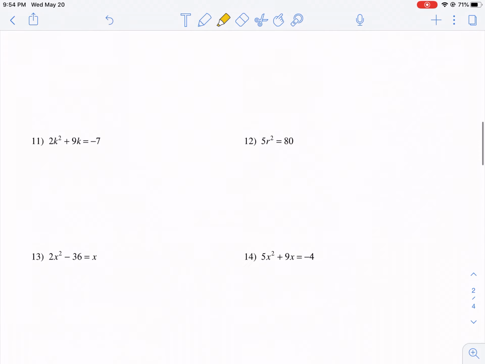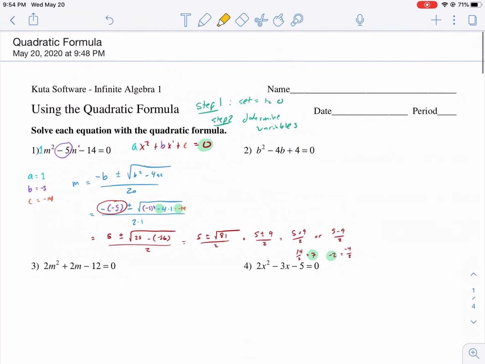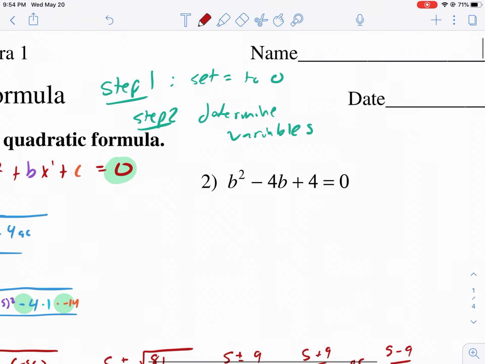So what did I say? Step 1. Oh, we didn't even finish. Here we go. So step 1 was set equals 0. Step 2, determine variables. Step 3, plug in.